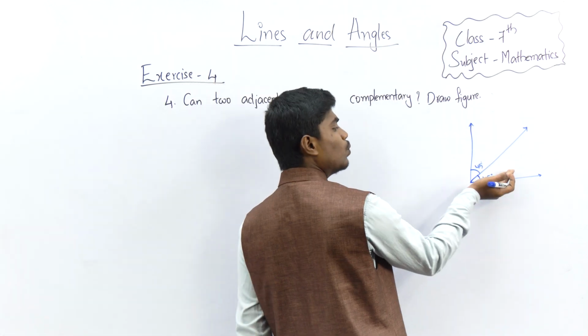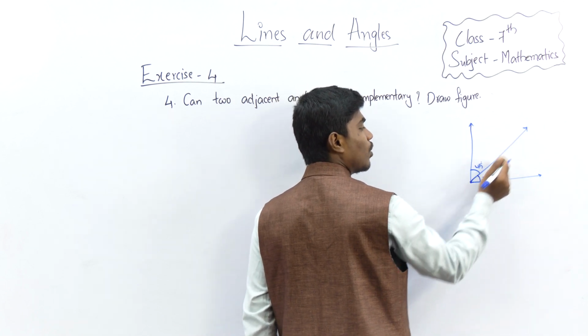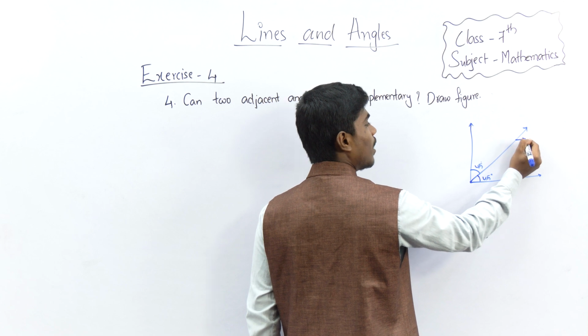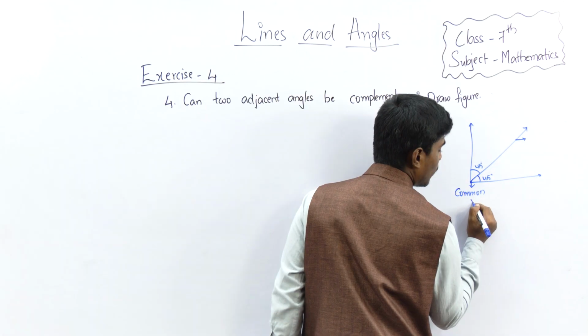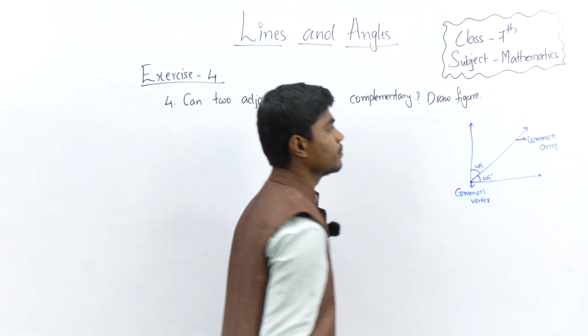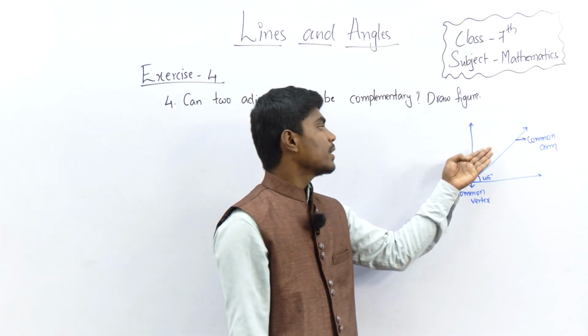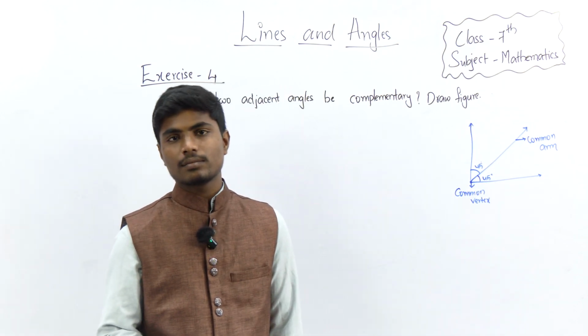Here two angles have a common vertex and a common arm. This is the common arm and this is the common vertex. Common vertex and common arm. So these two angles are adjacent angles.